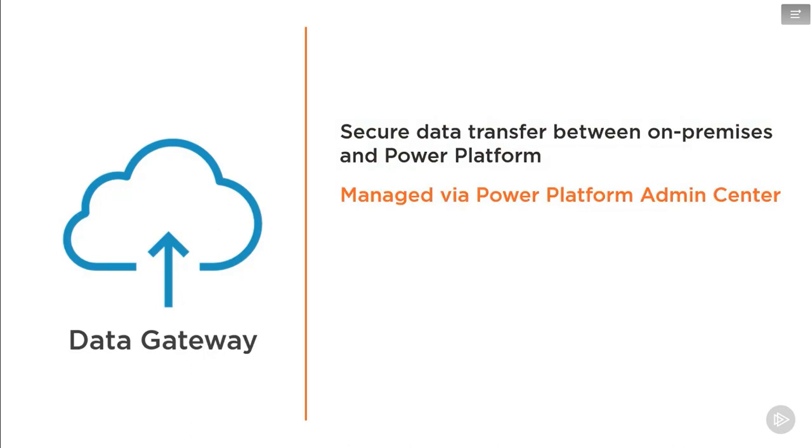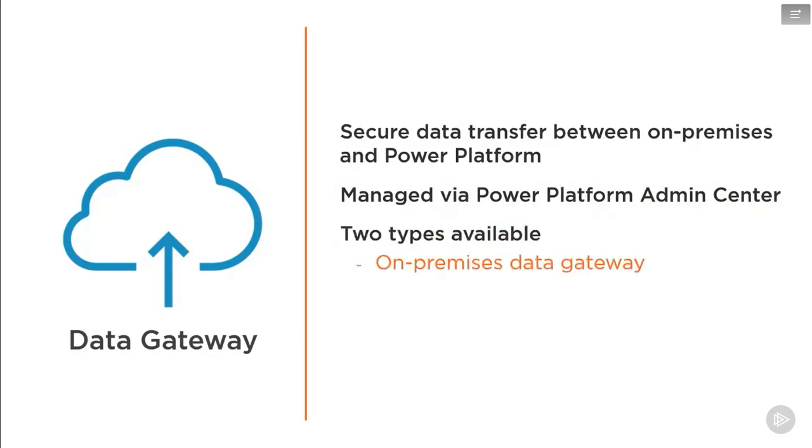You can manage your data gateways via the Power Platform Admin Center, and you have two types of data gateways available. The on-premise data gateway allows multiple users to connect to multiple on-premise data sources, and you just need to perform a single gateway installation. The on-premise data gateway personal mode is slightly different since it only allows one user to connect to a data source and the gateway cannot be used by other users. At the moment, this type of gateway is restricted to be used only with Power BI.